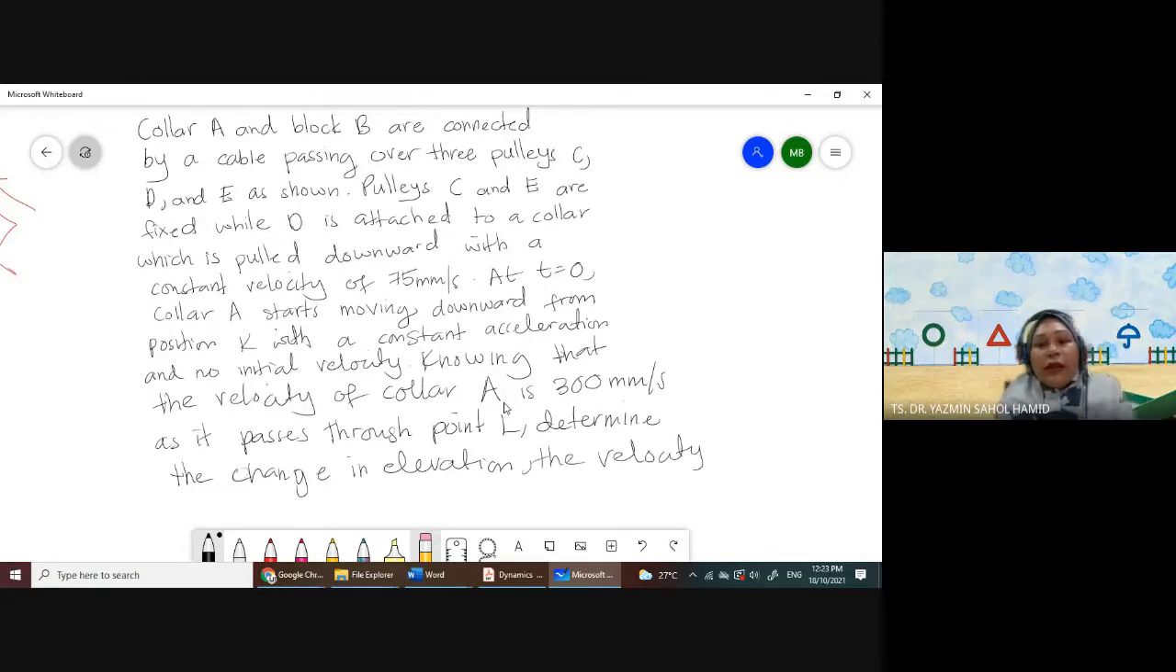Okay, soalan ni quite difficult so that's why you copy first. However, we will discuss in class, but at the same time you can try.